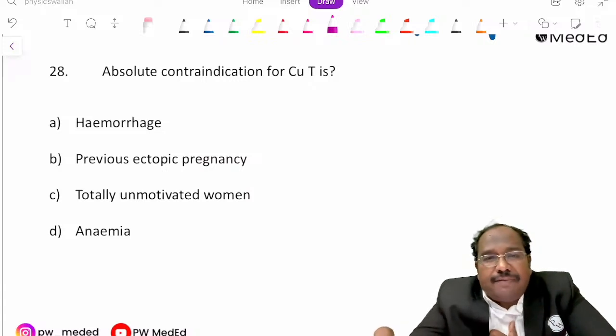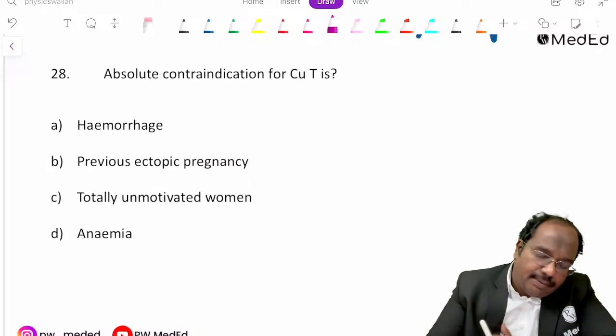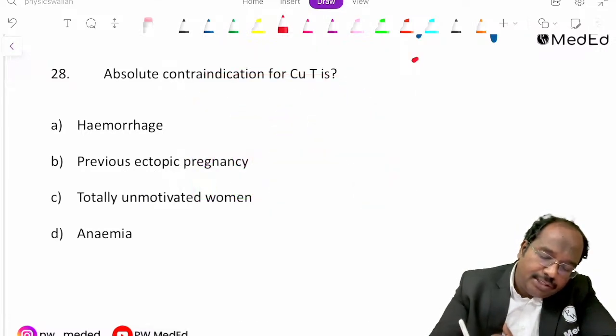Absolute contraindication for copper T is what? Yes. This is also a recent INI exam question. What is the answer here? What is the absolute contraindication?